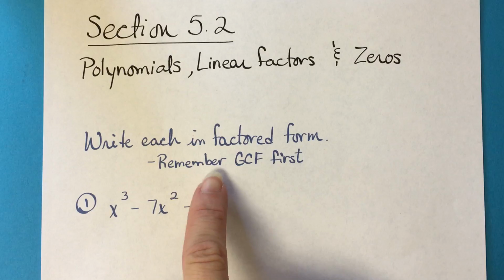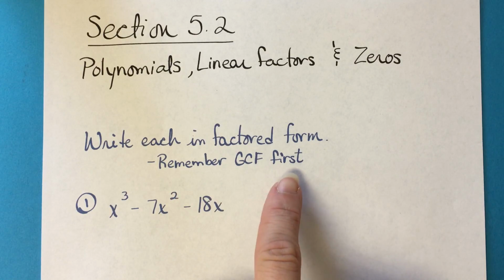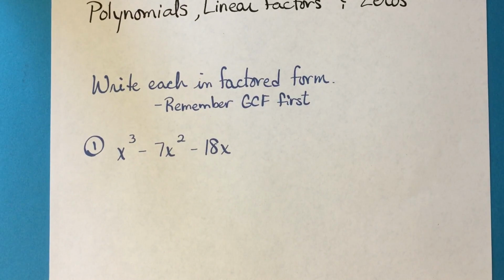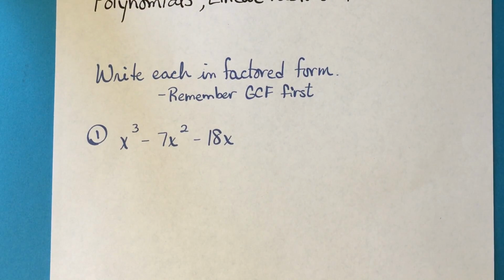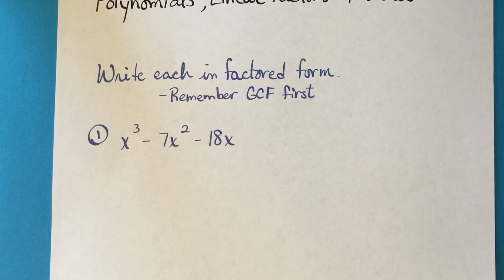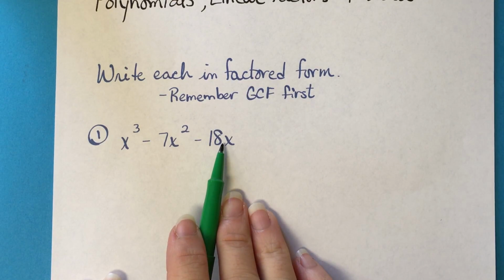Now, this I've just said, remember to check for your GCF first. So, when you start working any of these factoring problems, check to see if any of your terms have something in common. All right, so looking at this first example here, if you look at each of these terms, you do have x's in each term. You've got 3 x's here, 2 x's here, 1 x here. So the most x's that you have in common would just be 1, okay? Because that's all that this last one has.